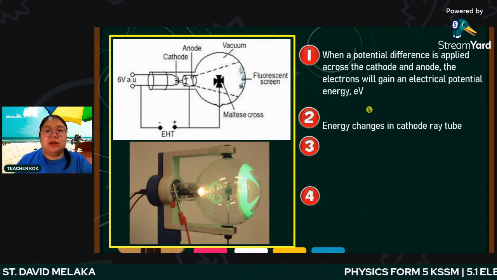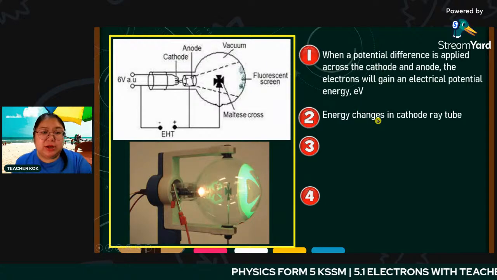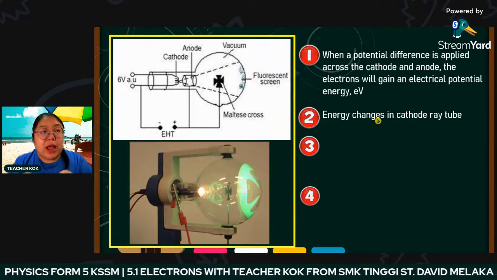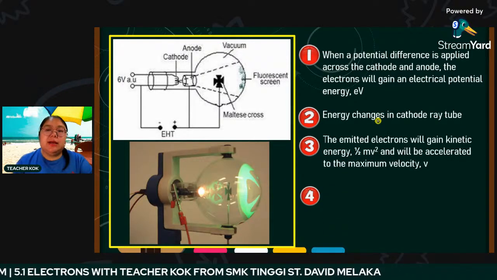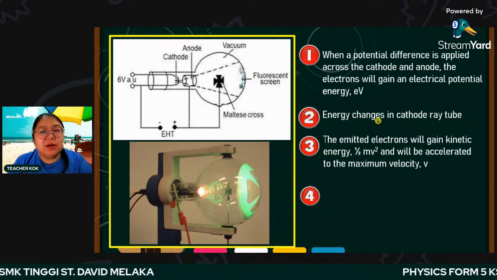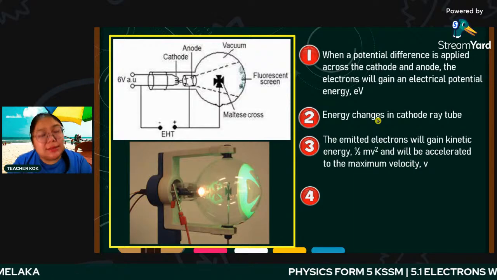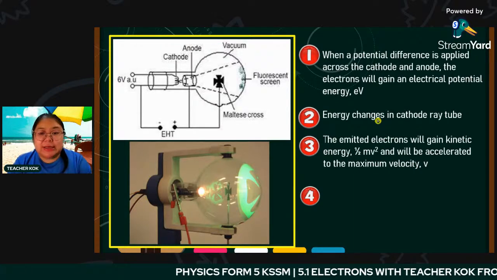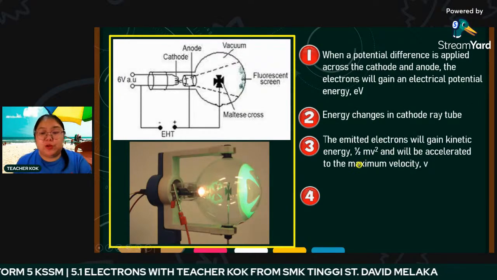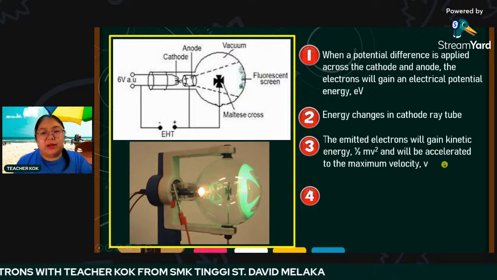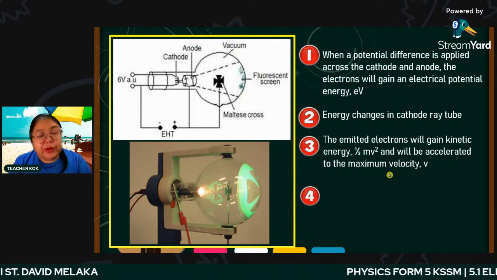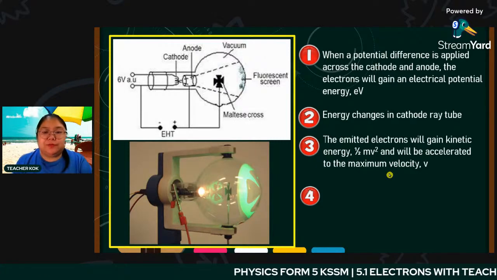Now we are going to see how the energy changes. Starting with the electrical potential energy, because you let the electron accelerate. Number 3, the emitted electron will gain kinetic energy. When they have electrical potential energy, they start to accelerate. So accelerating is what energy? It's kinetic energy, and the formula should be half mv squared. Then they will accelerate to the maximum velocity, so from the cathode to the anode they move at very, very high velocity.